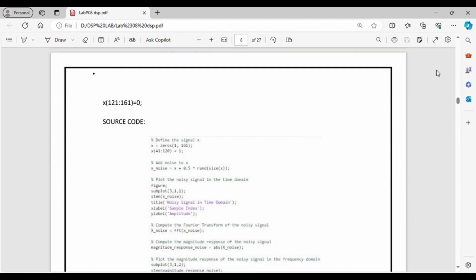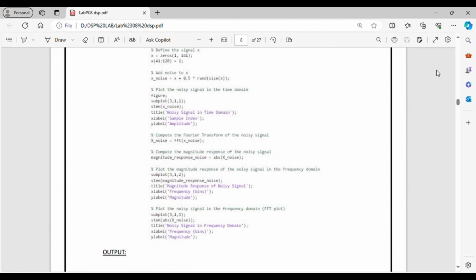Now the source code when the ratio of x is 121 up to 161. So define the signal, which is x equals zeros of 1 to 161, and x of 41 to 120 is equal to 1. Add noise to x, which is x noise equals x plus 0.5 times random of size x. Now plot the noisy signal in the time domain.